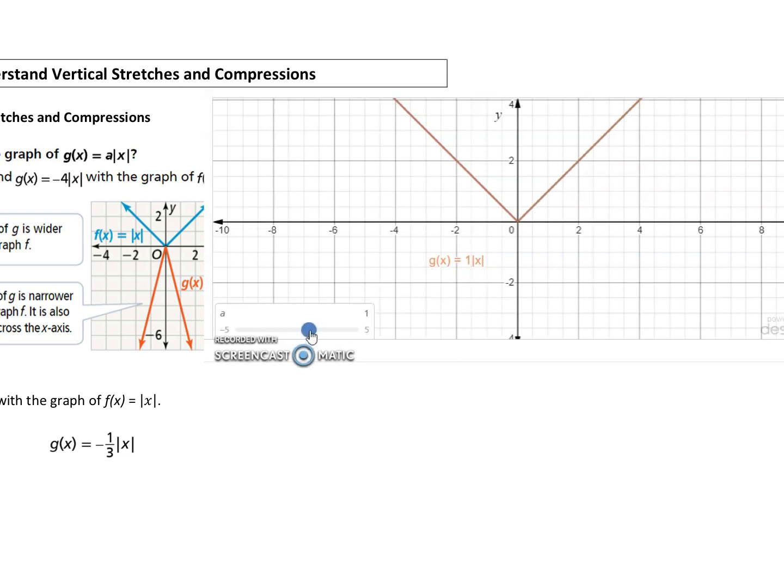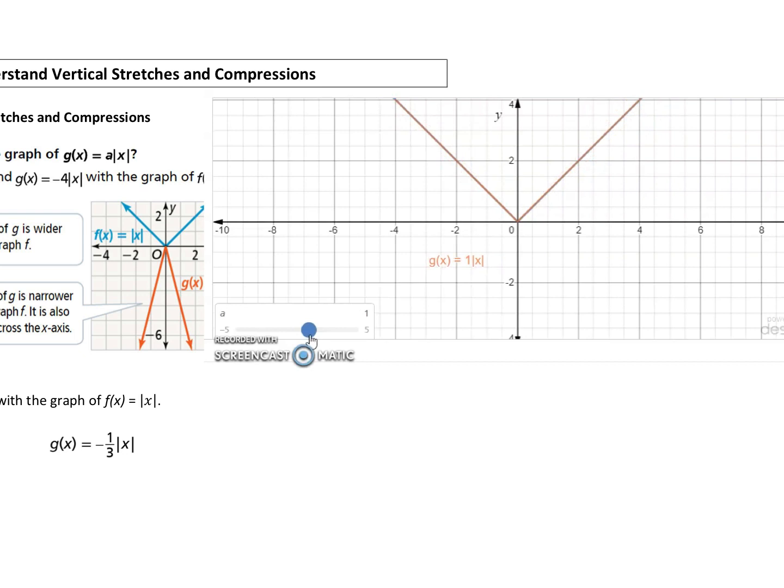So if we make the 1 bigger, this is considered a vertical stretch. And you can see g of x, as I go to, let's see, a equals 2, it stretched it vertically. It made it more narrow. So a vertical stretch is going to narrow your graph. That will happen with any a value that is bigger than 1. So as I continue to get bigger a values, it just gets more narrow. All right, let's go back to a equals 1. Oops. Ooh, it's a little touchy. Okay, so there we're back to a equals 1.